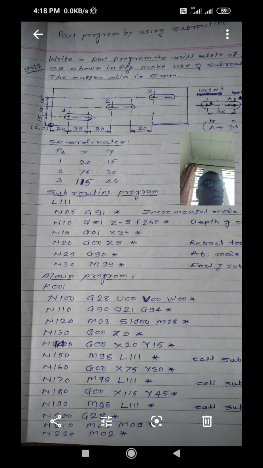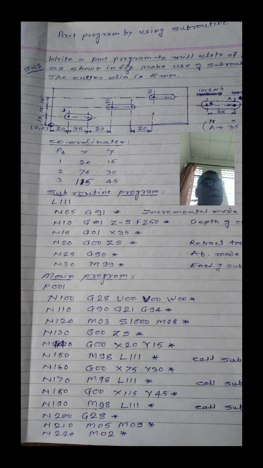Therefore, what are the coordinates of point A? X35, Y0 from point 1 to 3. You can consider any point. Suppose the first slot, point 1. The coordinates of point A along the x-axis is 35, y is 0. Is it okay? Is it clear?